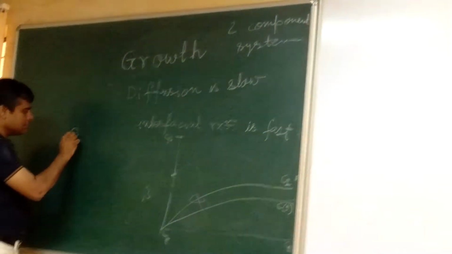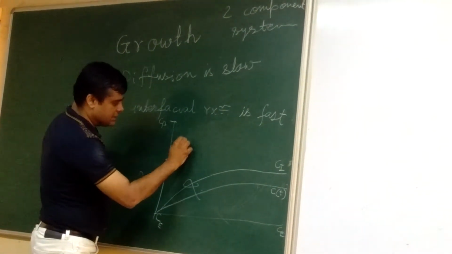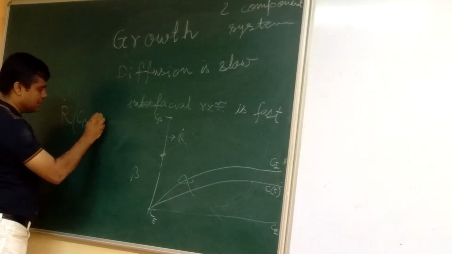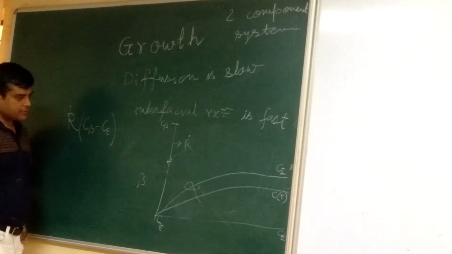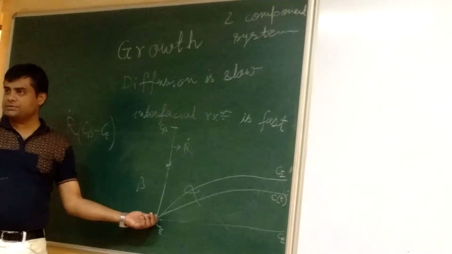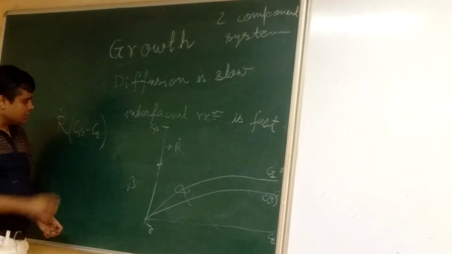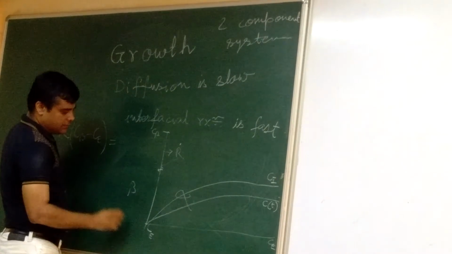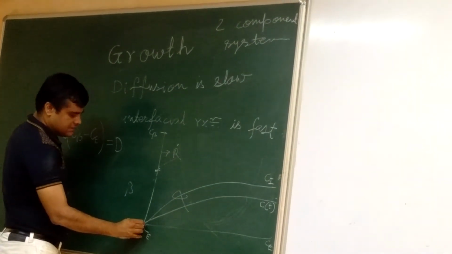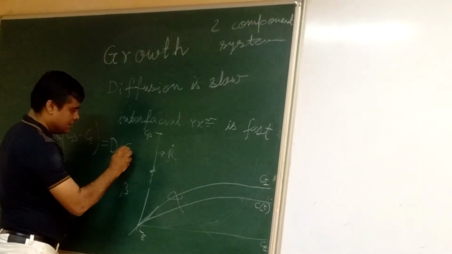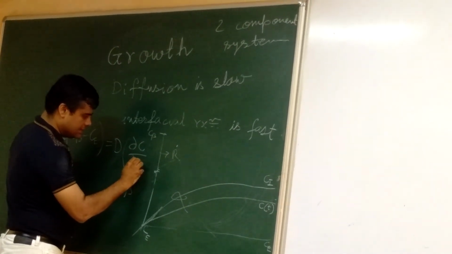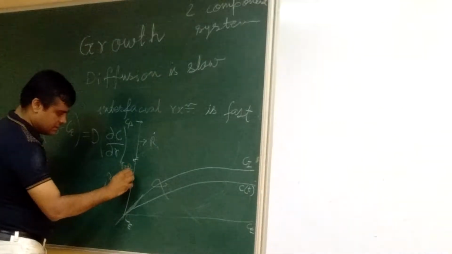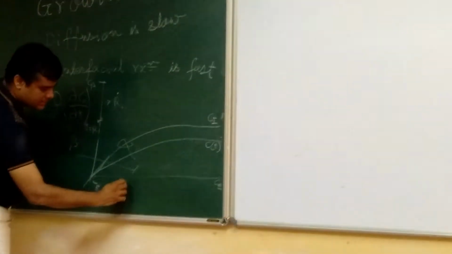So the growth rate: if this interface moves at a rate of r dot, then r dot multiplied by C beta minus Ce should be equal to the number of atoms coming in. So r dot C beta minus r dot Ce should be equal to the diffusivity times del C del R at r equal to R. Say this distance variable I am writing as r.